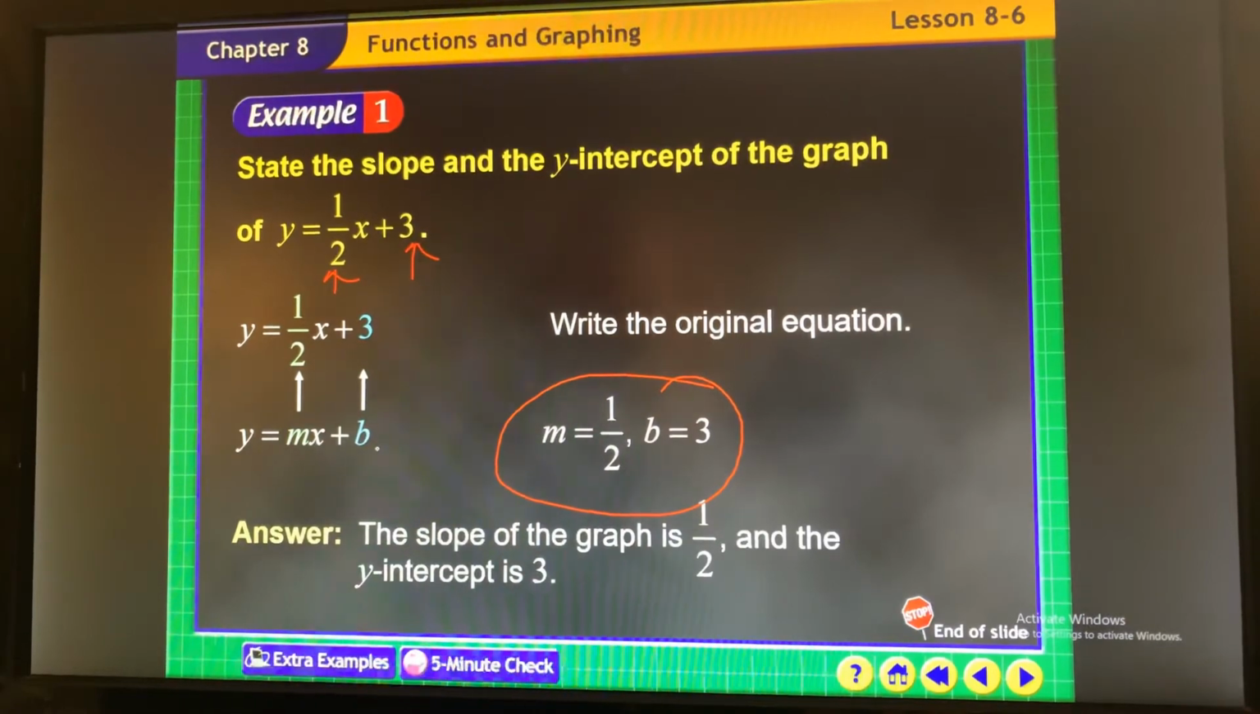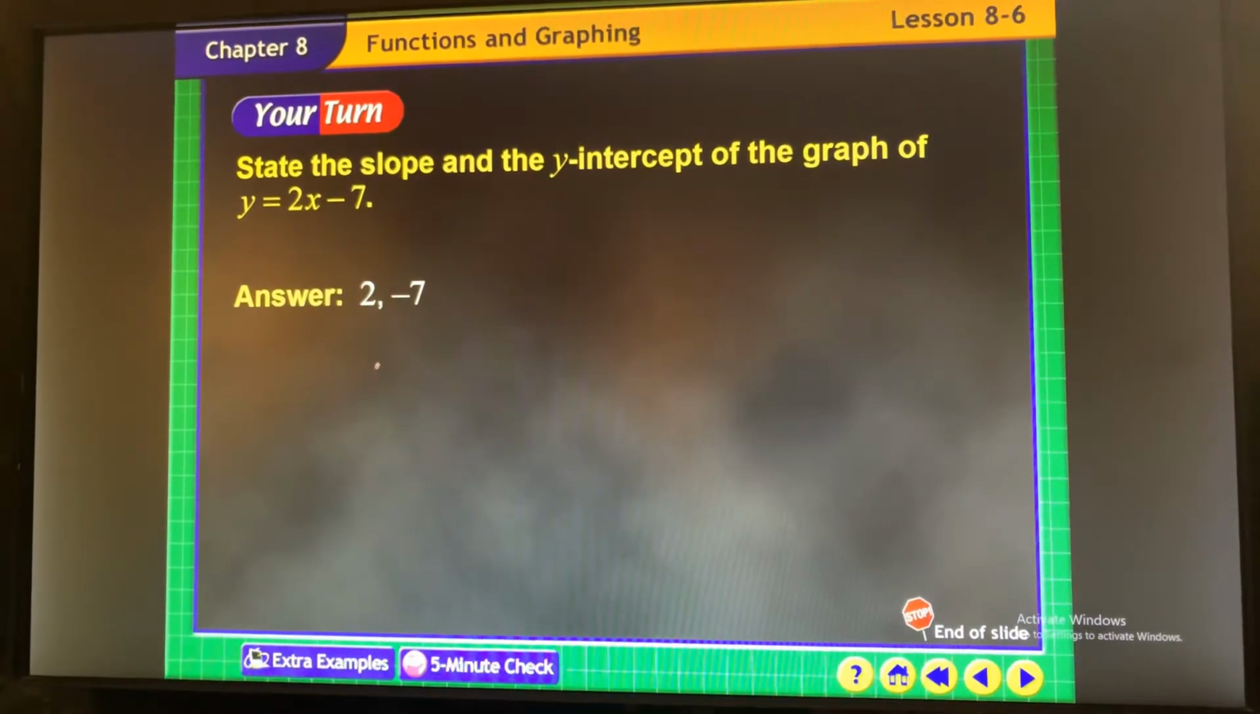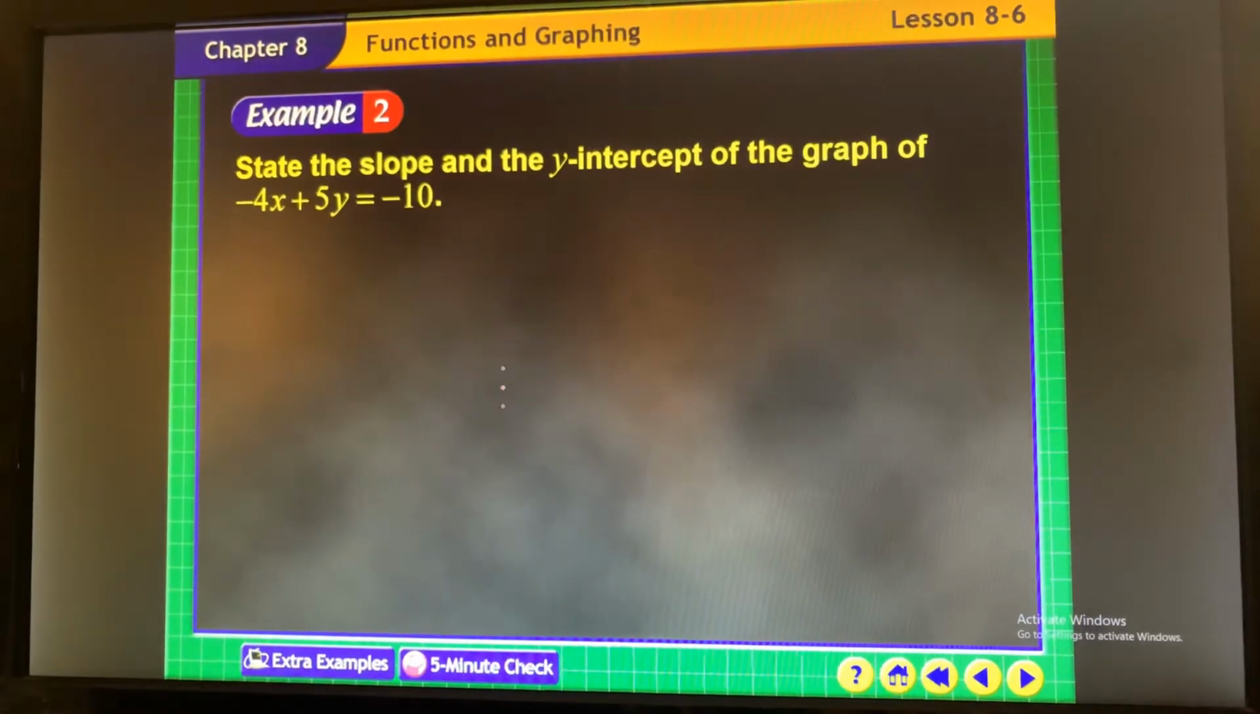Remember standard form? If it's in standard form, we need to get out of it. Slope is 2, y-intercept is -7. Don't write it like that, please. Please write m equals 2, b equals -7. I need you to get to know what those variables stand for. The more you write it, the more you know it.